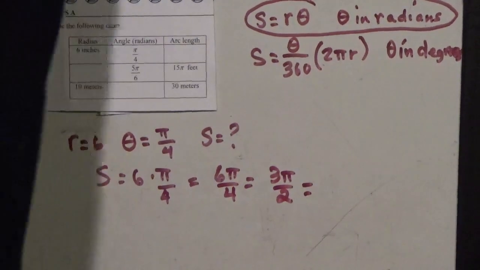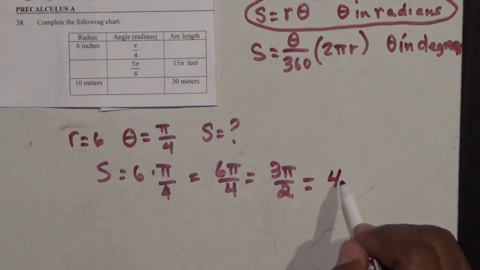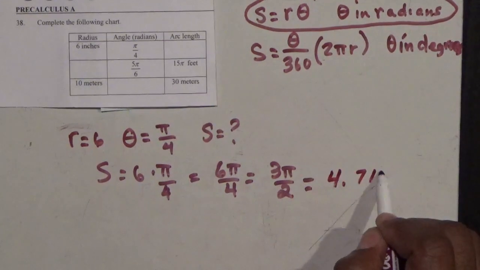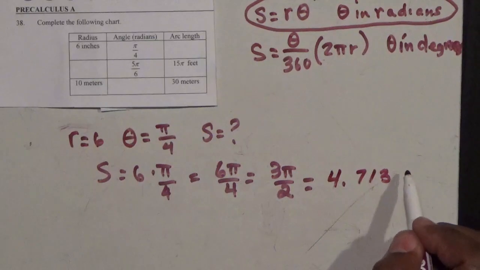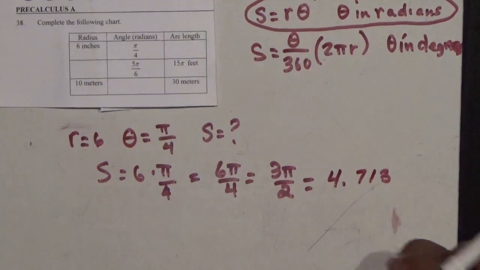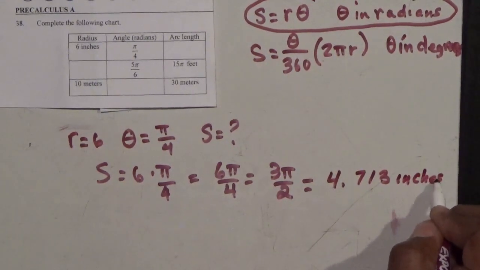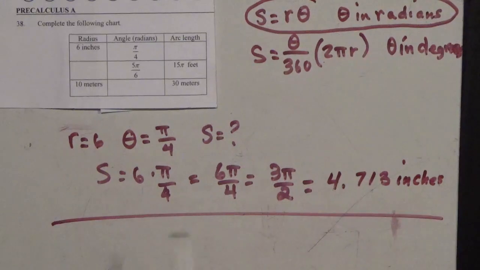And if you want to get that answer, you're going to go 3 times pi divided by 2, and that gives you about 4.71. Remember, inches. All right, first problem done.